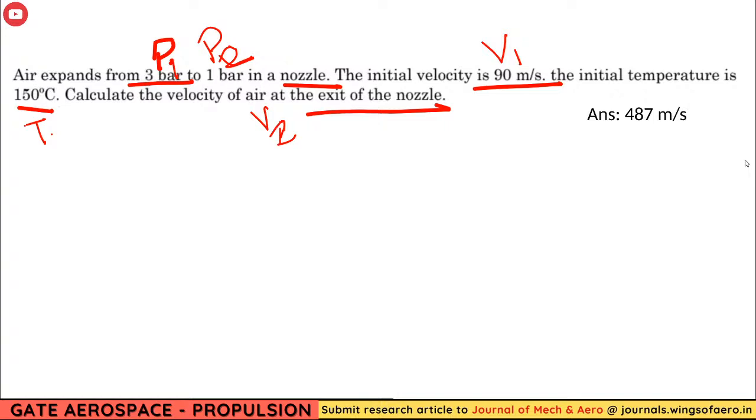For finding H, how to find U, ma'am? You have to find U. How will you find? That is my question. What are the formulas you know? It's like del Q minus del W equals to U. They have given temperature. They have given one P1, P2.